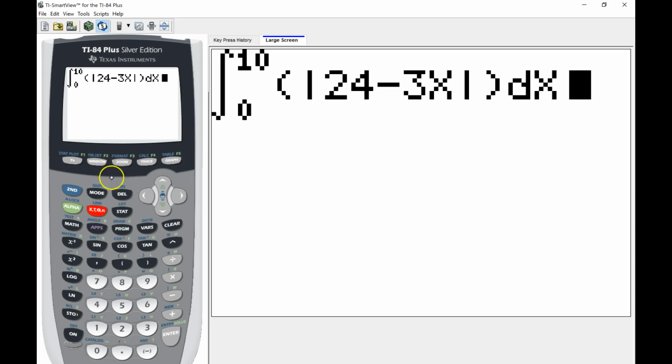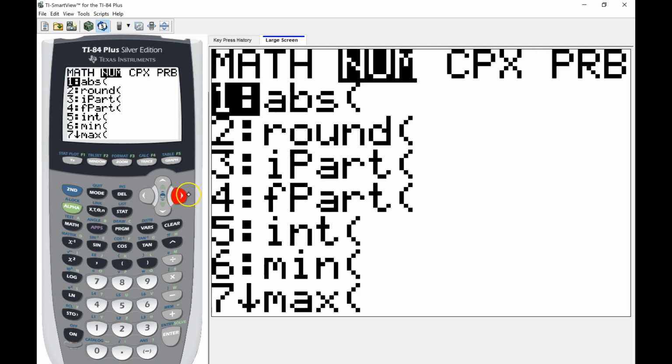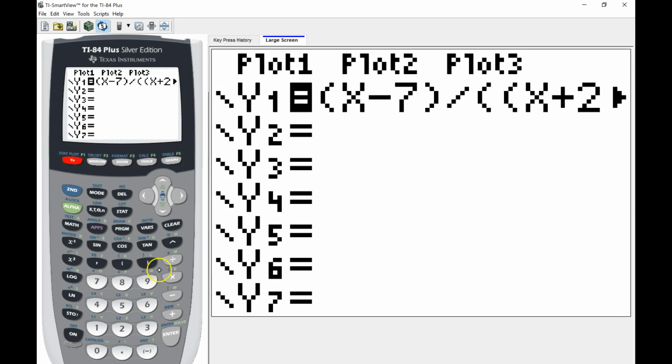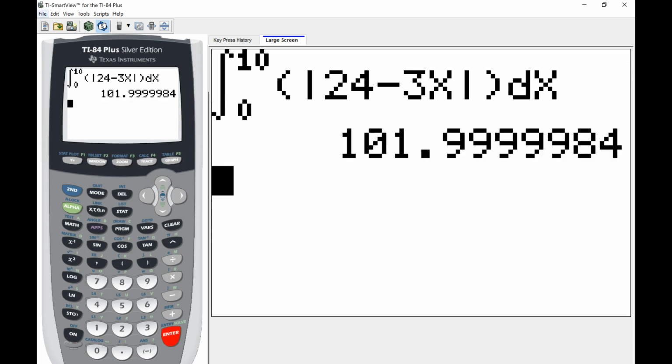Your absolute value is the same way. You do math 9, I believe, and for absolute value, you press the right tab for the number tab, and it's the first one, absolute value. First you're going to put in the function 24 minus 3x. Okay, so this is what we're going to get here. 101.99999, which is about 102.